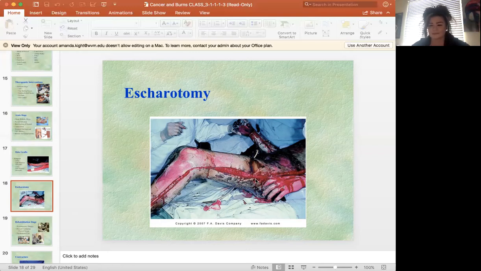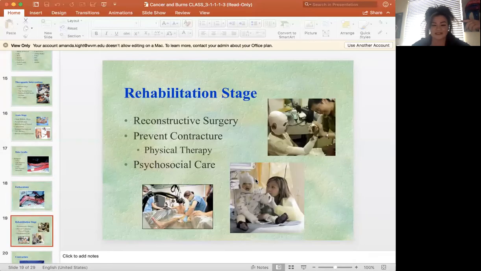I've been talking for a long time, so I don't want you not to finish this. The rehabilitation stage, it's hard, and we're going to talk about this on Monday. We're going to do our new way of teaching on Monday, so I'm going to come with some questions. I'm going to have a short video on the psychosocial aspects of burns, going through the reconstruction process.